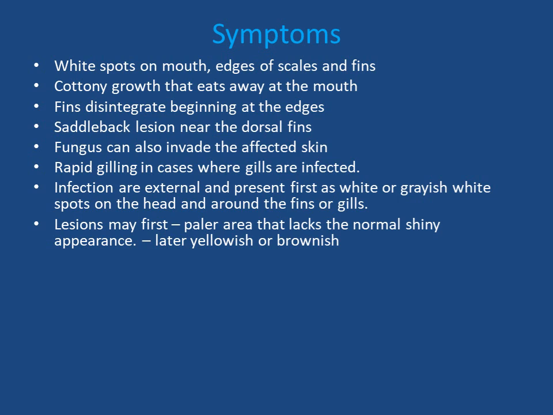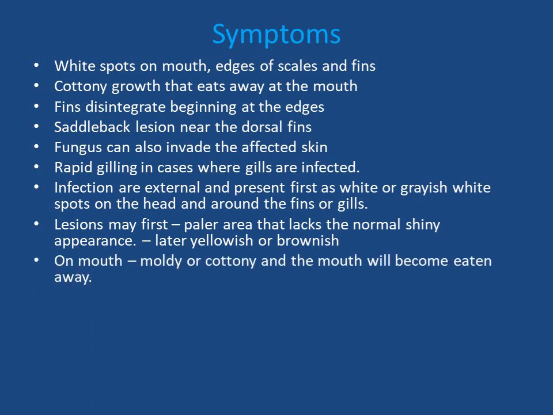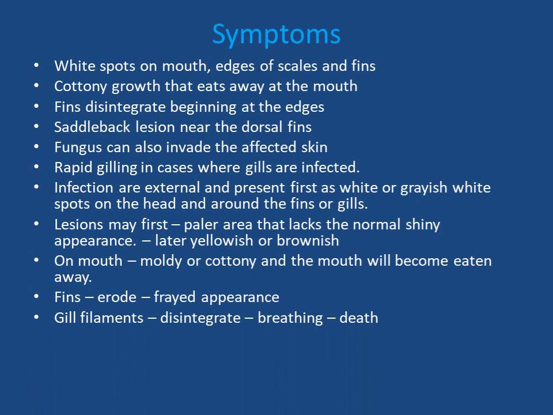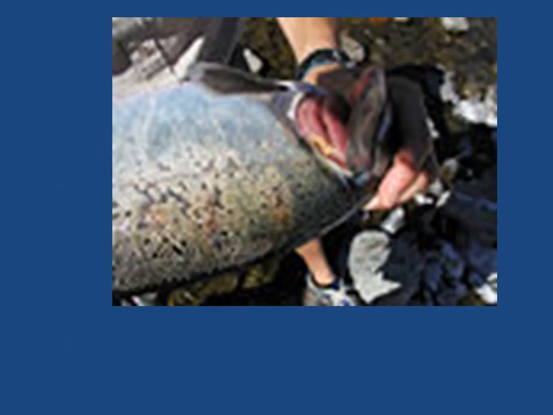Later it can develop into a yellowish or brownish color. On the mouth, it looks moldy or cottony, and the mouth will become eaten away. Fins get eroded and are frayed in appearance. Gill filaments disintegrate, so there is a problem in breathing. Ultimately, it leads to the death of the fishes. Fewer internal symptoms are observed. So this is the case you can see.